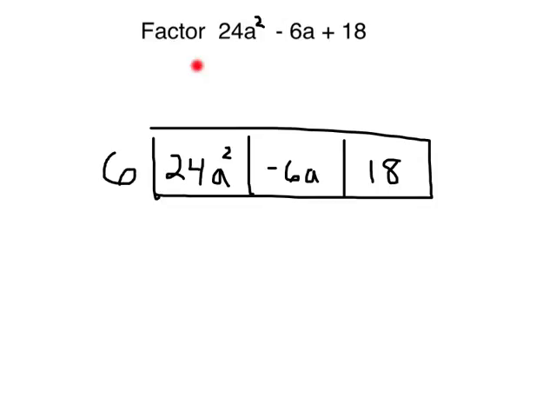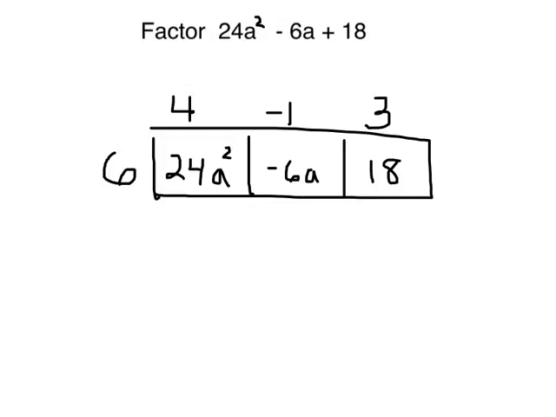And then I'm going to determine what number will multiply to 24 with 6. Well, 6 times 4 will give me 24. What about -6? 6 times what will give me -6? That's -1. And then 6 times what will give me 18? That's 3. Now to take care of the variables.